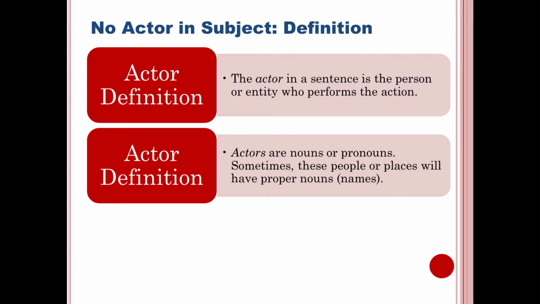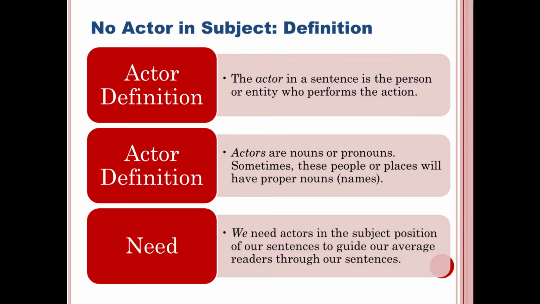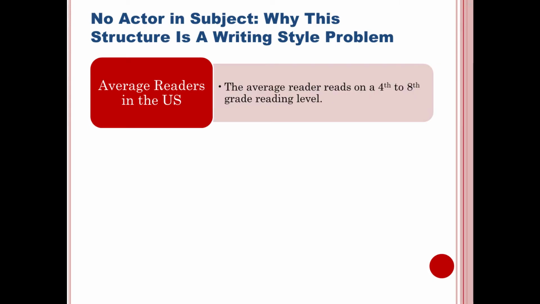Sometimes these people or places will have proper nouns, names, that we use in place of a standard noun or pronoun. The reason that we need these actors in the subject position of our sentences is to guide our average reader through our sentences. Now, why is this a problem?